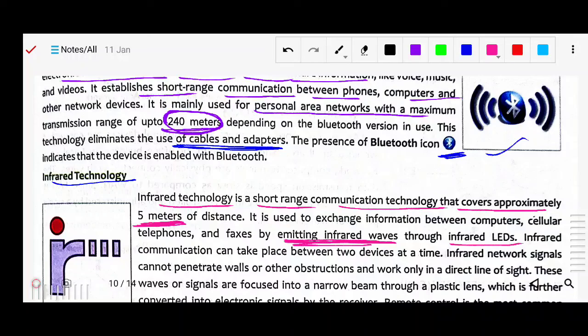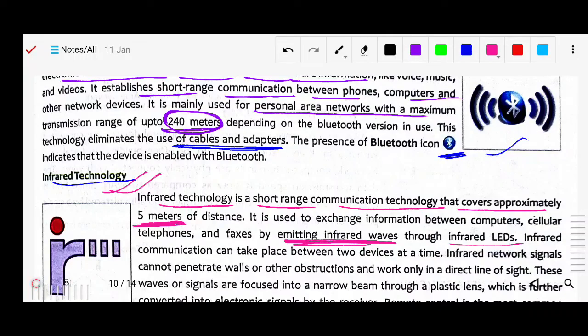I think you have experienced this infrared. I think you have seen the TV remote. While you are changing the channel or increasing the volume of your TV, in front of the remote you will see there is one small LED, one light. Through that the infrared signals are going.